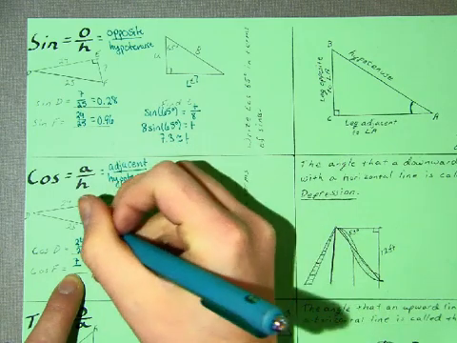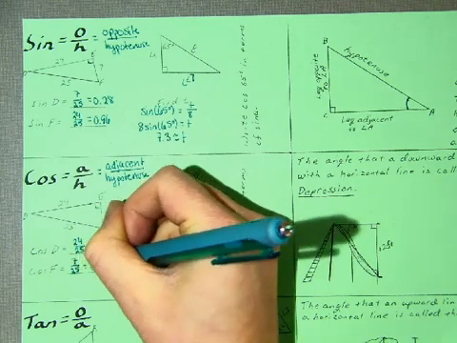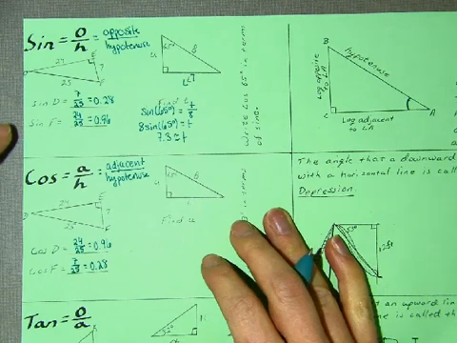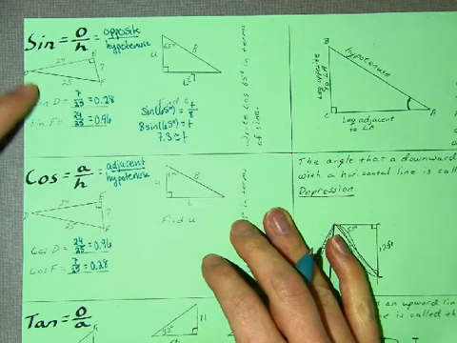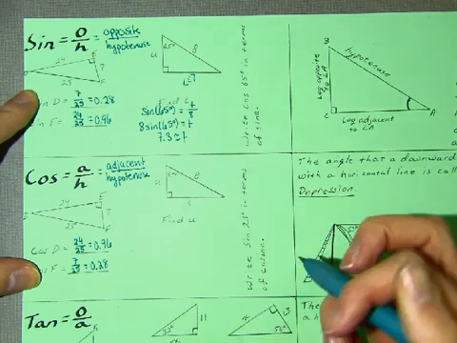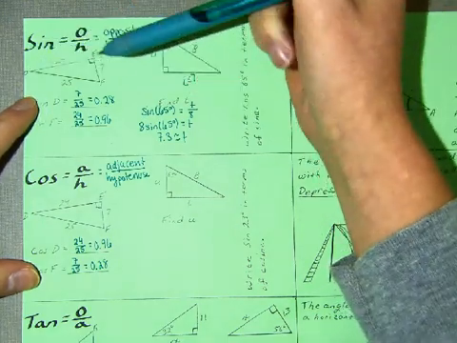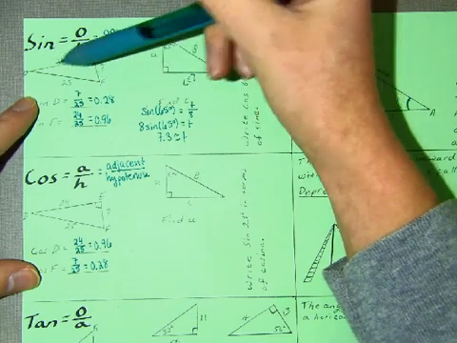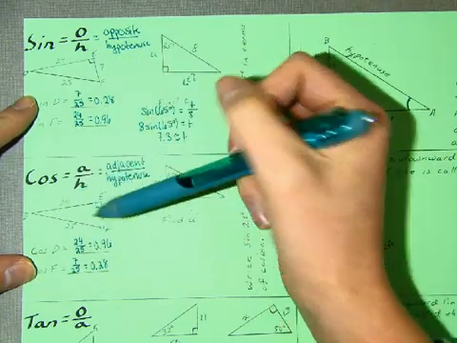We're going to put that over the hypotenuse, which is 25, and that's going to be equal to 0.28. So now you can see here that sine of D up here gives us the same value as cosine of F. Well, think about it. Sine of D here is this leg, 7 over 25, and cosine is also 7 over 25.